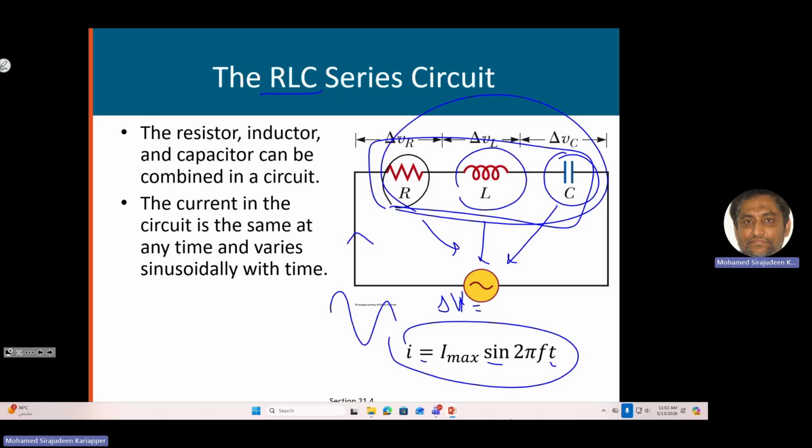The delta is positive 90, right? If only an inductor, there will be a phase difference of plus 90 degrees, the voltage being ahead. Capacitor will be minus 90, the voltage will be behind the current. If resistor, no change, they will be together. Now what happens if we put them all together in a series connection like that? So that's what we are going to investigate.